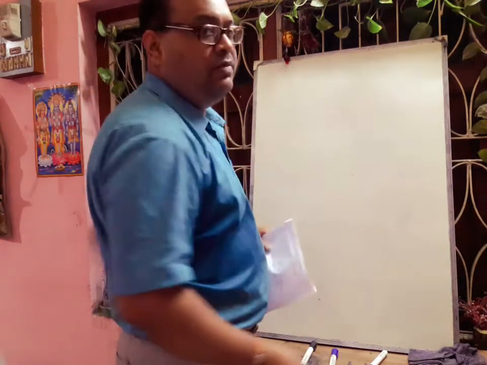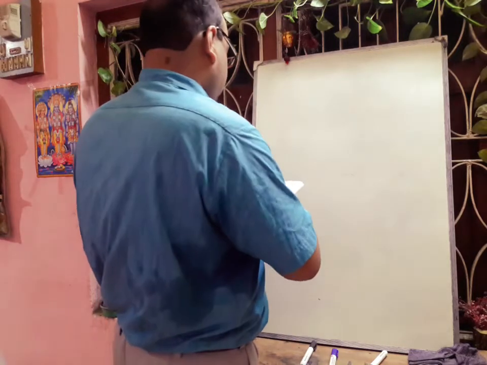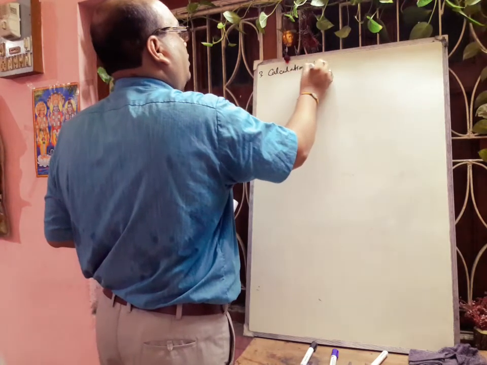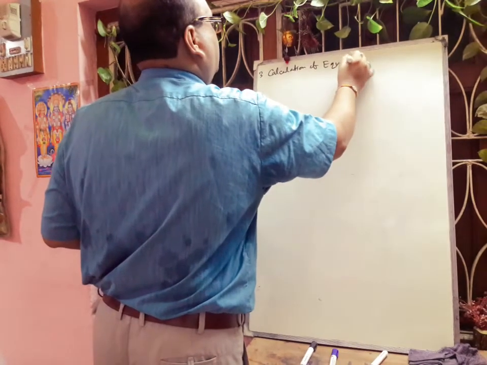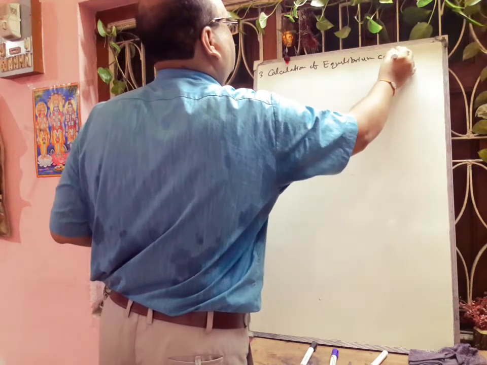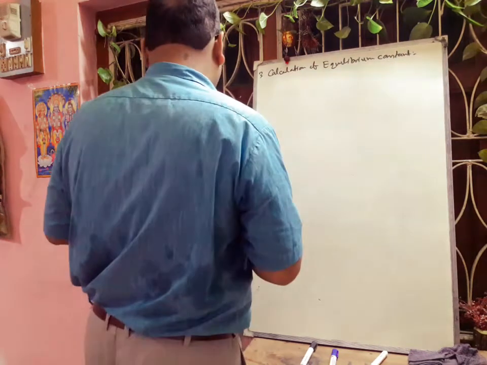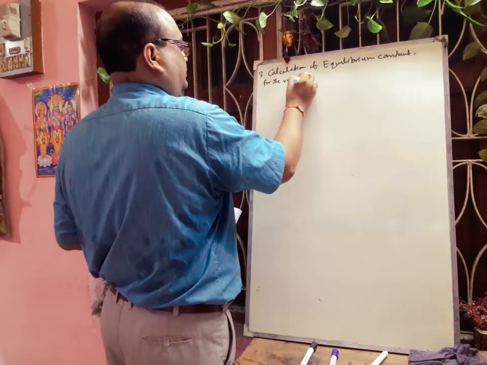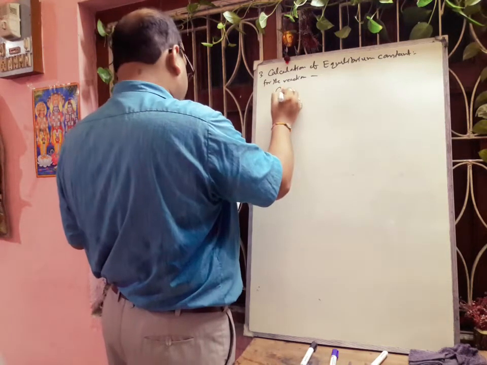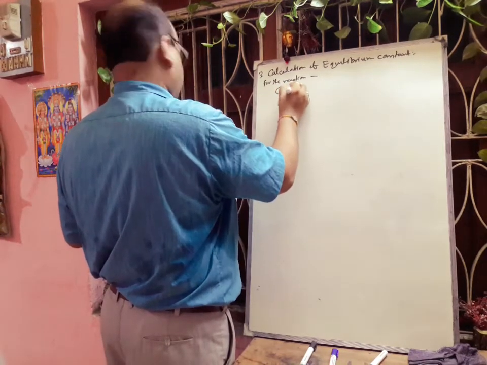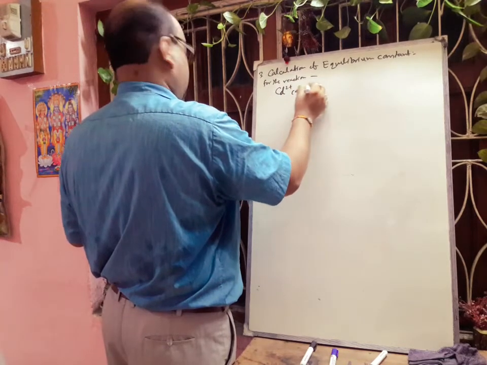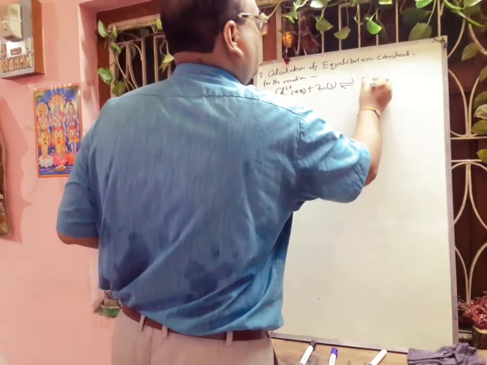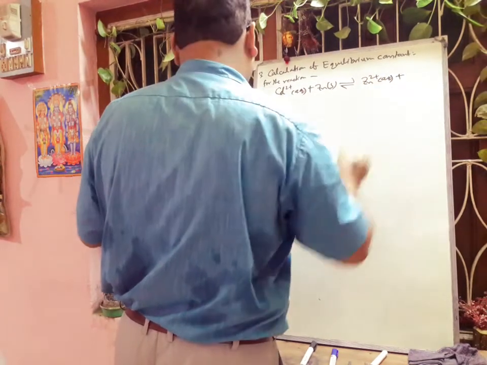That is the calculation of the equilibrium constant for the reaction. The reaction is given: cadmium 2+ aqueous plus Zn solid forming Zn2+ aqueous plus cadmium solid.